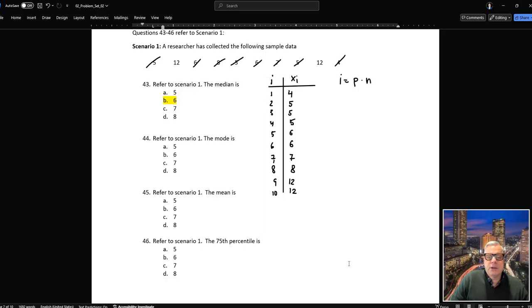So the mode is 5, because we have 3 5s. So that's the most frequent number.